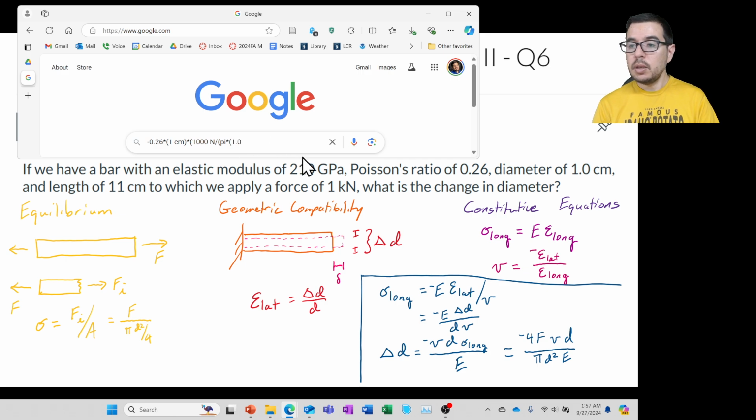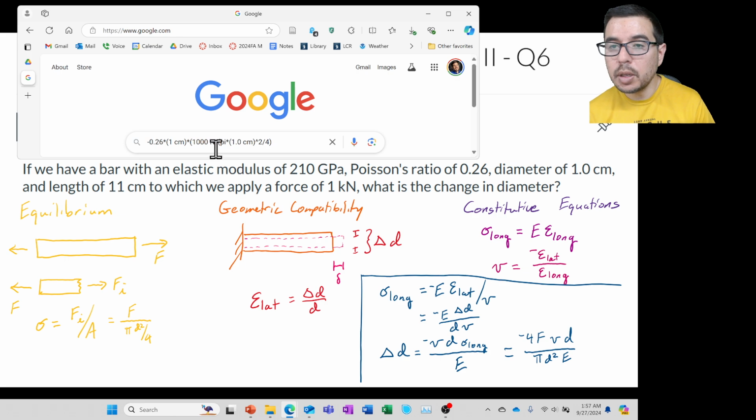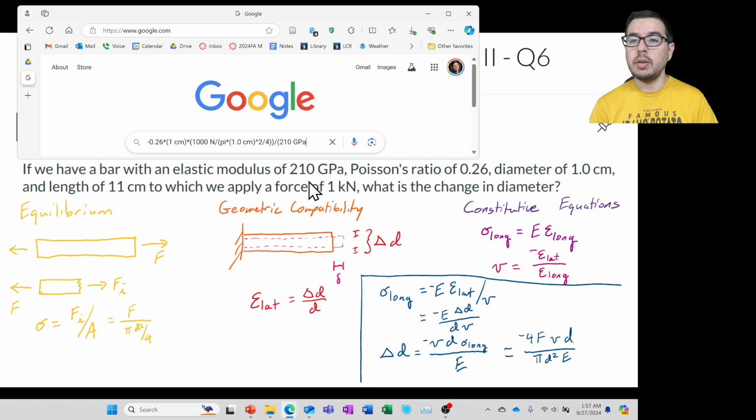So that's going to be 1.0 centimeter squared divided by 4. Okay, that works. I think that's good, times 1,000 newtons. And we need one more parenthesis to knock out that. So I think that's good. And then we just gotta divide by E. So E is, in this case, 210 GPa.